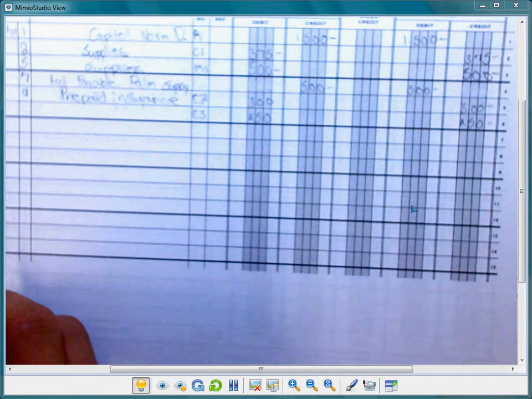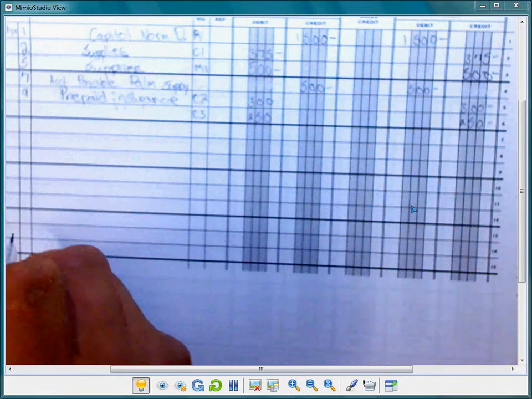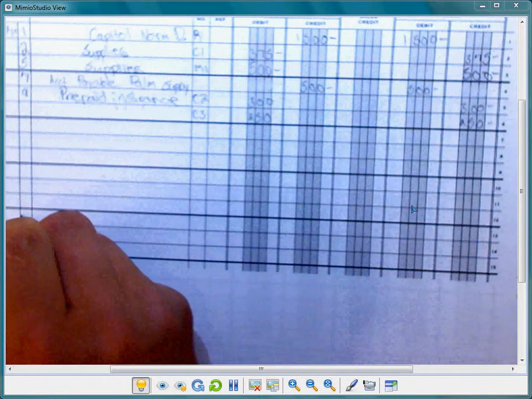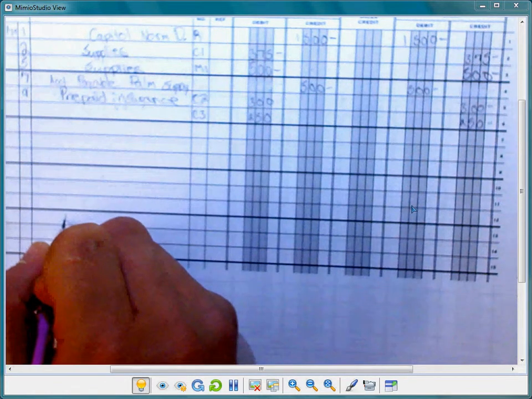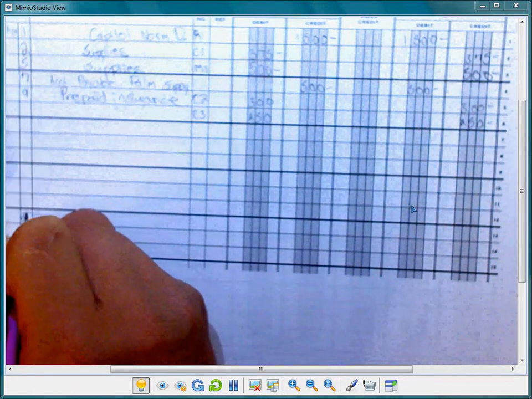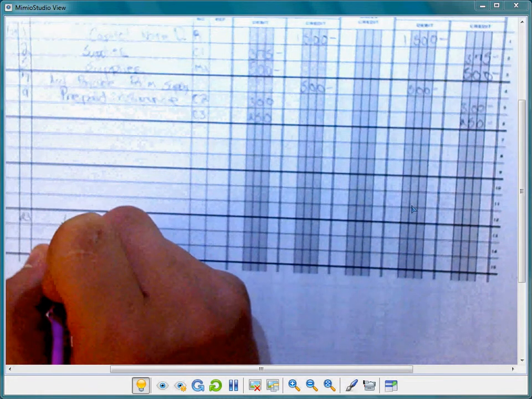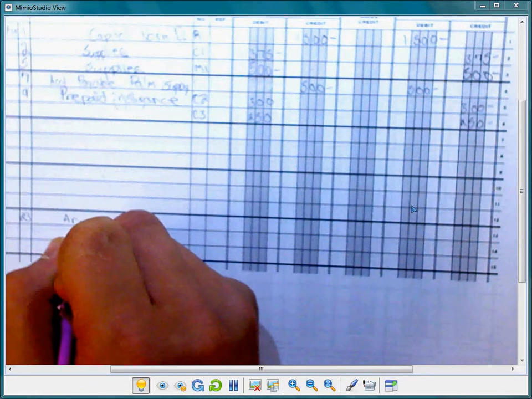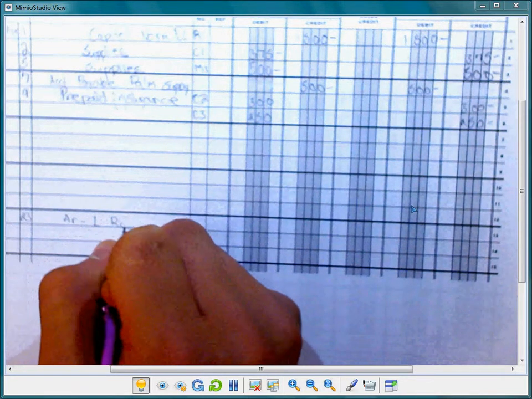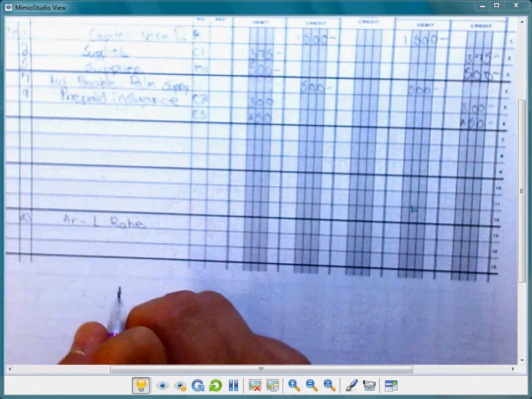Transactions. Our first one, April 23rd: sold services on account to L. Rowe, $375, S2. What are our two accounts? Okay, so our date is the 23rd. Our account title is going to be AR dash L. Rowe, R-O-W-E. Document number is S2.